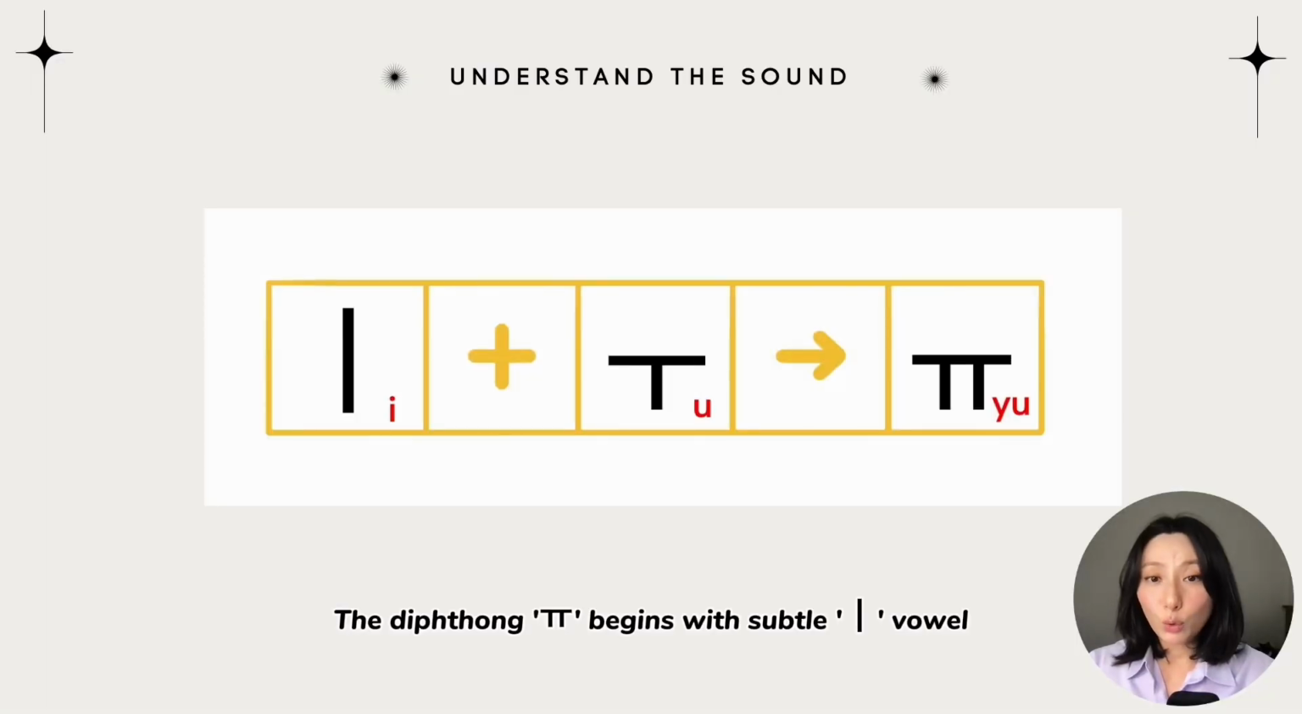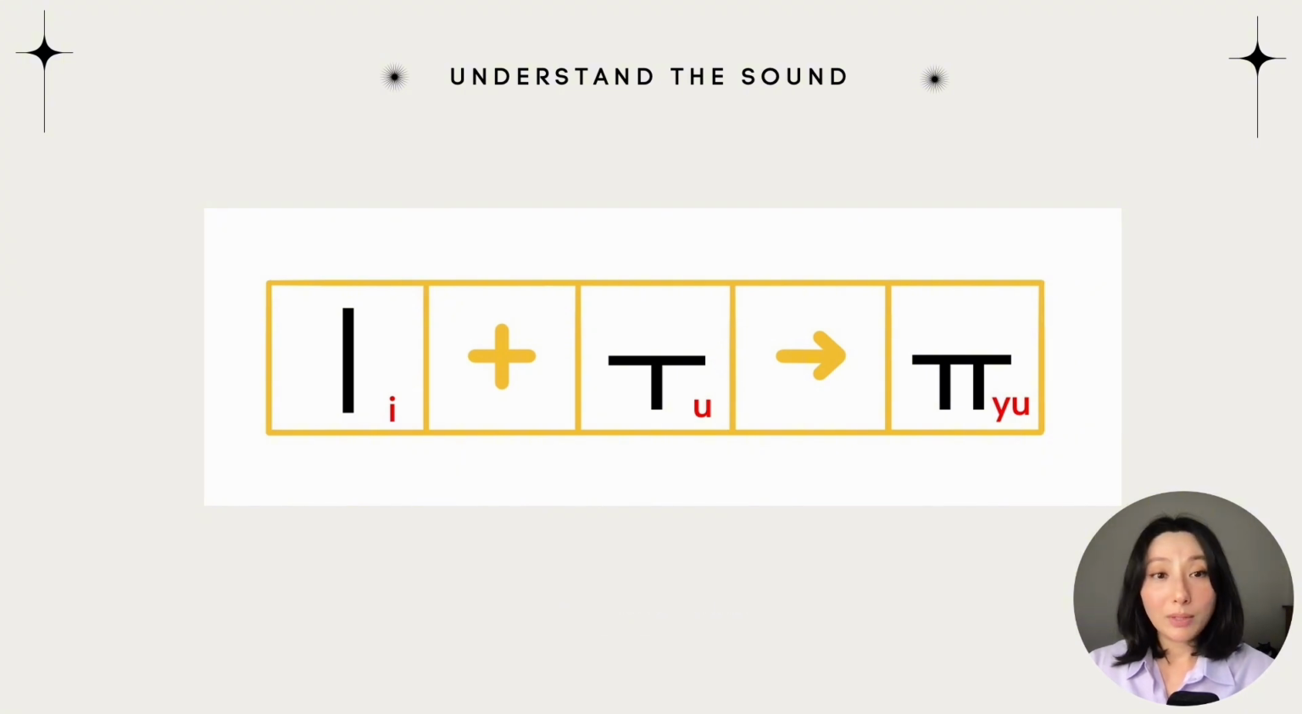The diphthong 유 begins with a subtle E vowel, then slides into the U vowel sound. Let me demonstrate for you. You, you, you.